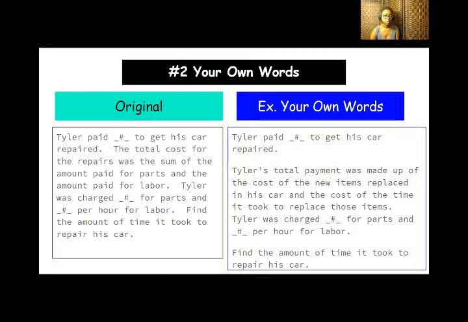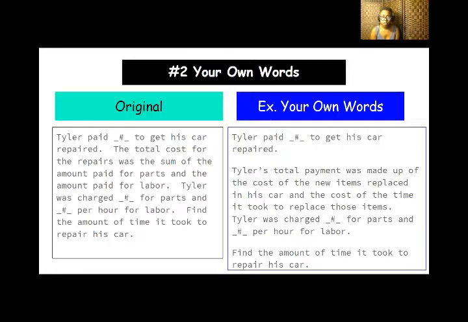Okay, so now we're going to rewrite the problem in our own words. We have the original in the cyan color, and then in blue it says example of the problem in your own words. You can rewrite this however you think sounds good to you, but this is a simple way that I broke down the question that sounds good to me and that I would think would sound good to you too. If you have rewritten this question in a different way, you can put it in the comments and I would like to read it. So go ahead and give it a try.